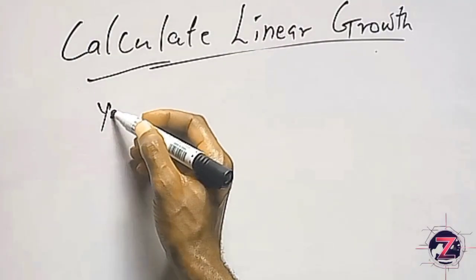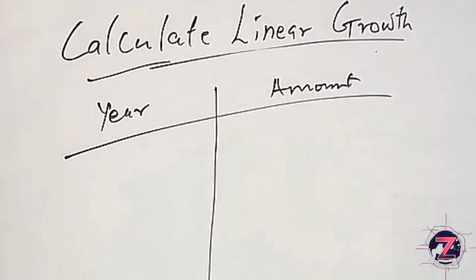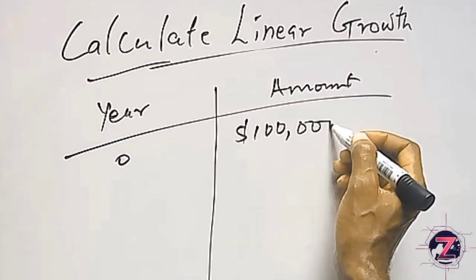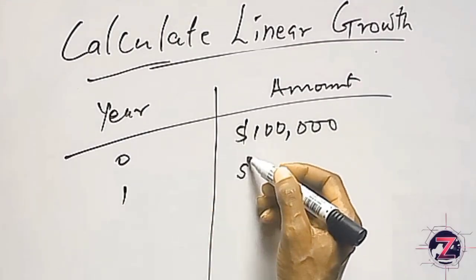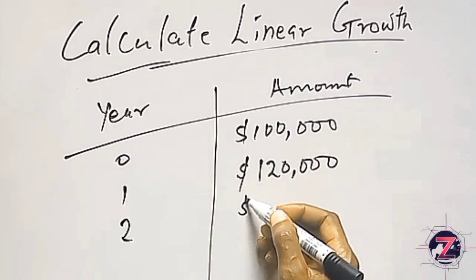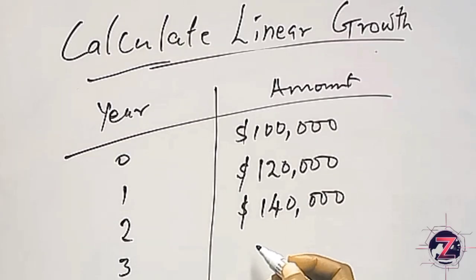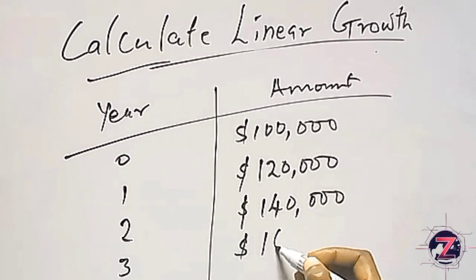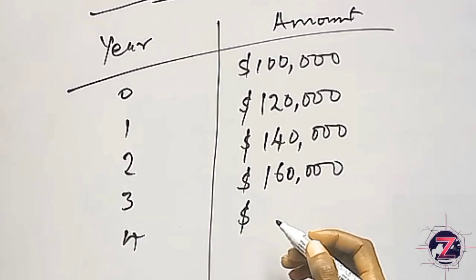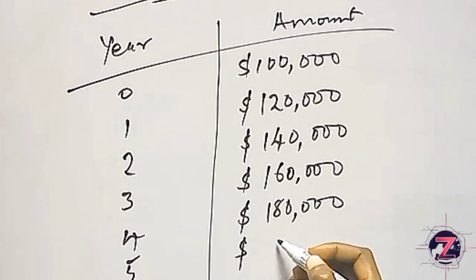Okay, we'll represent the years and amounts in this table. Say in year 0, we have the initial amount at $100,000, and in year 1 it grows an addition of $20,000, making it $120,000. Then in the second year it became $140,000, and in the third year it grew to $160,000. Fourth year $180,000. The fifth year it became $200,000.